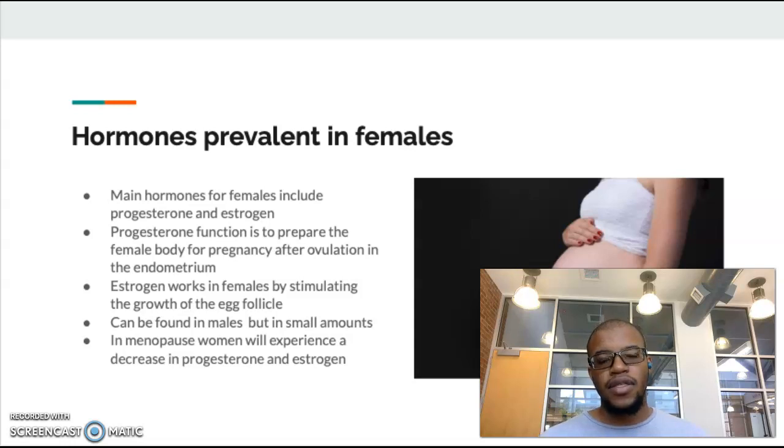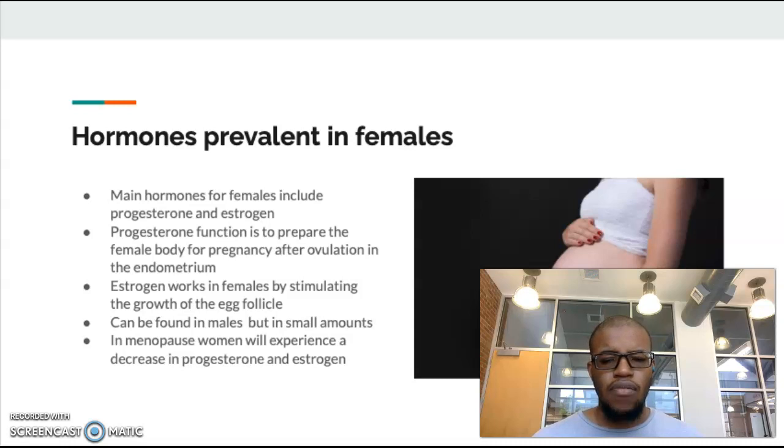It also helps in the development of sexual characteristics in the females. You can see it can help in the budding of the breasts and other sexual features, wider hips, that you will see in females. Progesterone and estrogen can be found in males too, but like how normally females produce a small amount of testosterone, males will produce small amounts of estrogen and progesterone.